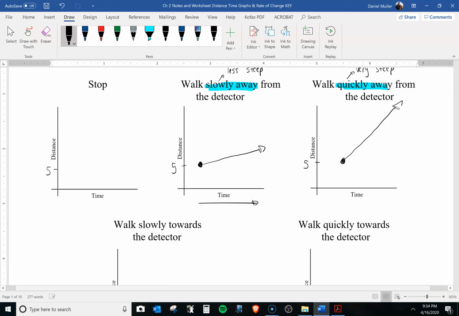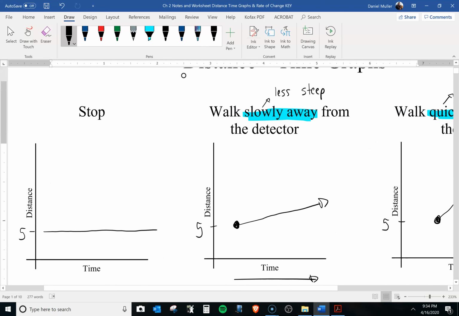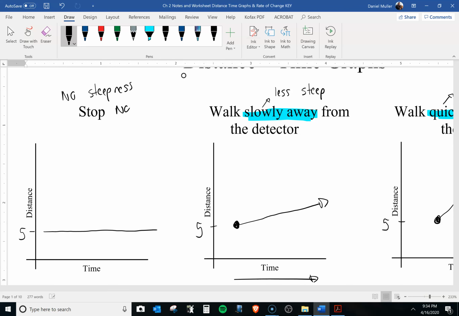Well, if you're at 5 feet, you're just going to stay at 5 the whole time. So it's not less steep, and it's not very steep. It's got no steepness, no slope. It's got nothing. So at the very beginning here, you're 5 feet away. Time goes on, 6 minutes later, you're still 5 feet away.